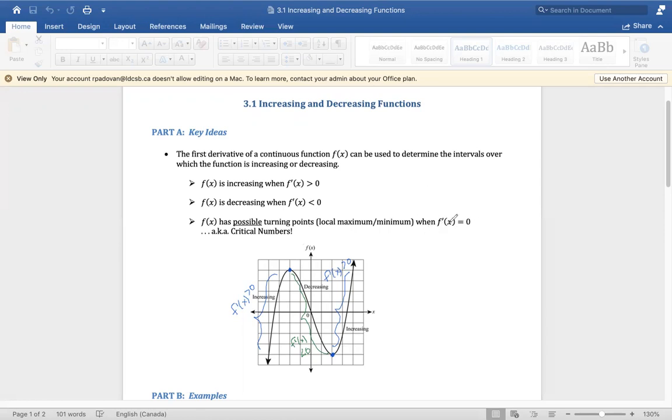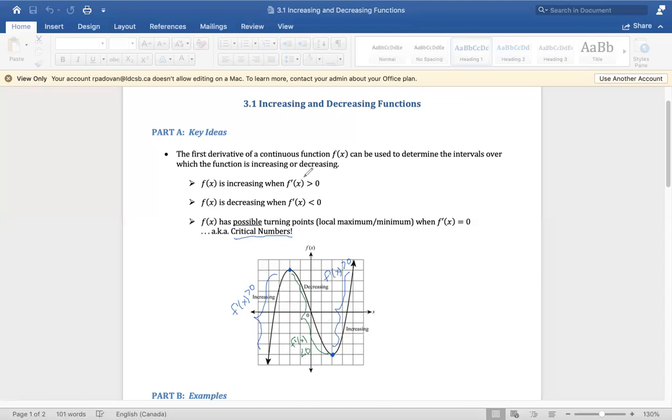So what is the value of x that makes the derivative equal to 0? So that value of x, where the derivative equals 0, is what the critical numbers are, our critical numbers that are telling us something important is happening on the graph. Probably it's a turning point. We just can't say 100%. Okay, so let's look at some examples.